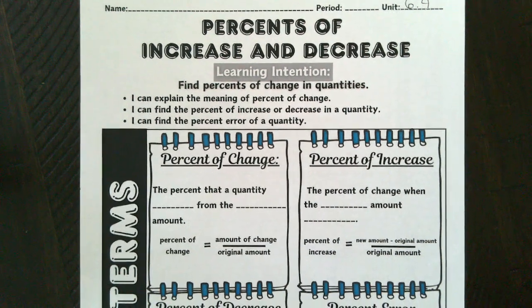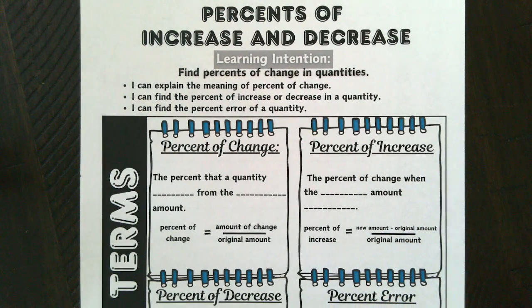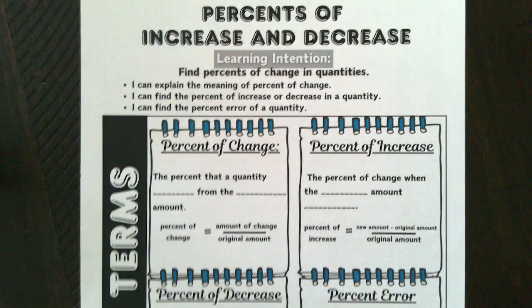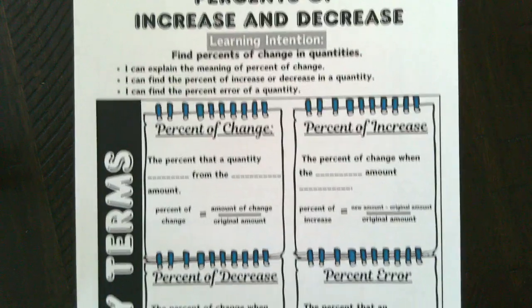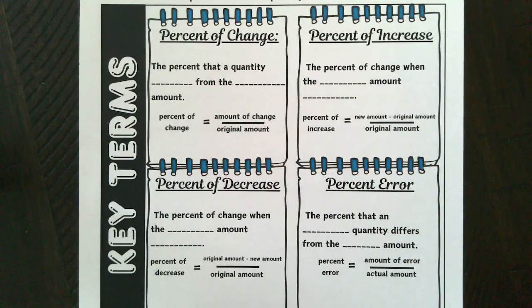So our learning intentions here are going to be able to find percent of changes in quantity. You'll know you're successful with this when you can explain the meaning of percent of change, when you can find the percent of increase or decrease in a quantity, and when you can find the percent of error of a quantity. So on this page, you're going to see 4 different key terms. Each one has a different formula for you.